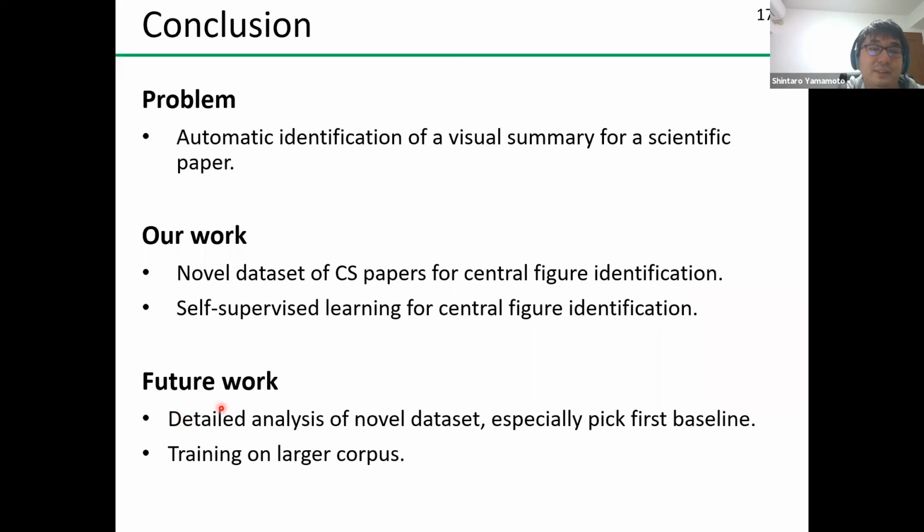As future work, we will first analyze the novel dataset, especially the pick first baseline, because this baseline is stronger in computer science papers. We also plan to train the model on a larger corpus because our approach does not require annotation, so it is easy to increase the number of training samples.